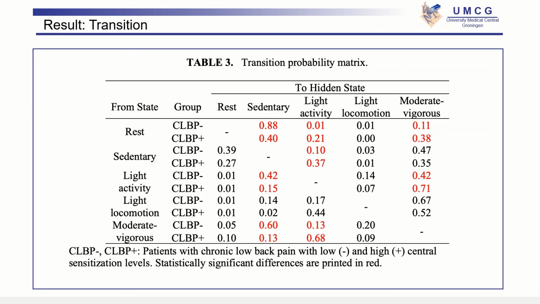This table shows the transition probability of each state. In order to make this table easier to understand, rest and sedentary states are treated as inactive states. Light activity, light locomotion, and moderate vigorous states are active states. So we can find that chronic low back pain minus has a higher probability to transfer to an inactive state, while the chronic low back pain plus group has a higher probability to transfer to an active state.